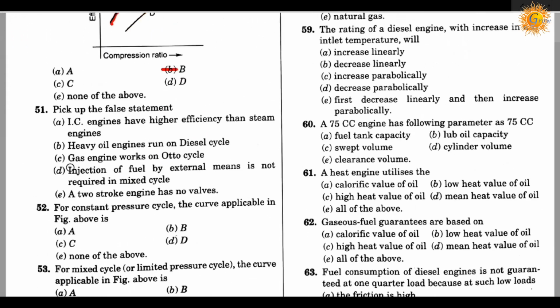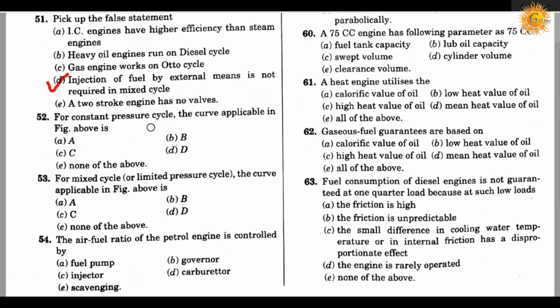Question 51. Pick up the false statement. Option A. IC engines have higher efficiency than steam engines. Option B. Heavy oil engines run on diesel cycle. Option C. Gas engine work on Otto cycle. Option D. Injection of fuel by external means is not required in mixed cycle. Option E. A two-stroke engine has no valves. So the false statement is D. Injection of fuel by external means is not required in a mixed cycle. That is the wrong statement.